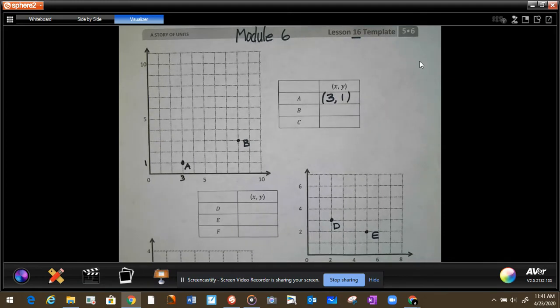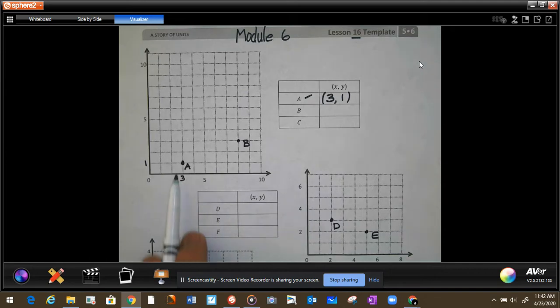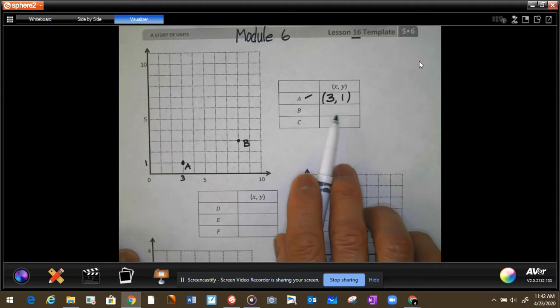Today we're going to continue with constructing perpendicular line segments, and we're going to look at the relationship of the coordinate pairs. We're going to start by looking at the points. We already have a table and a coordinate plane with 2 points in there. A is already marked with the coordinate pair 3 for x and 1 for y. And let's find out what B is.